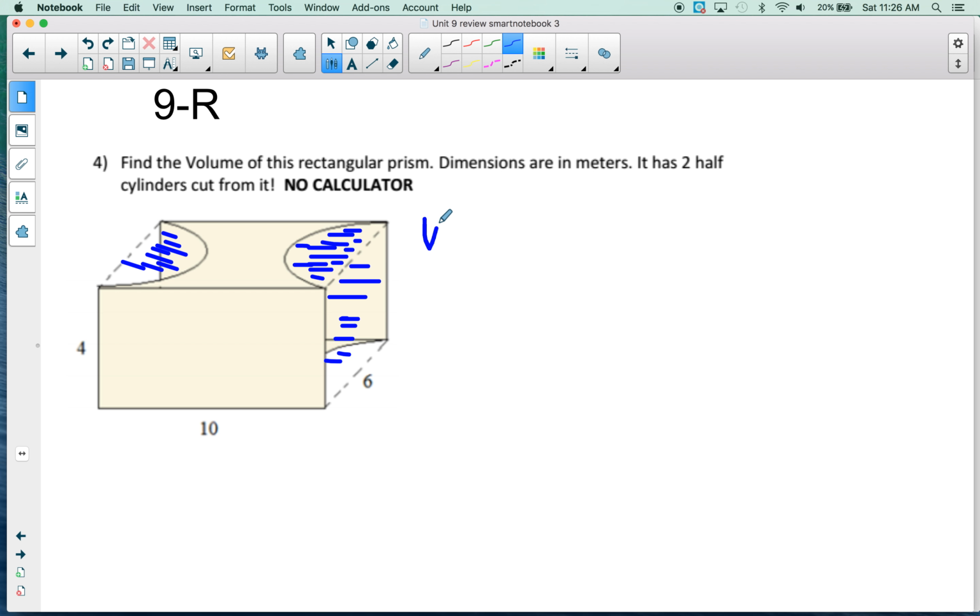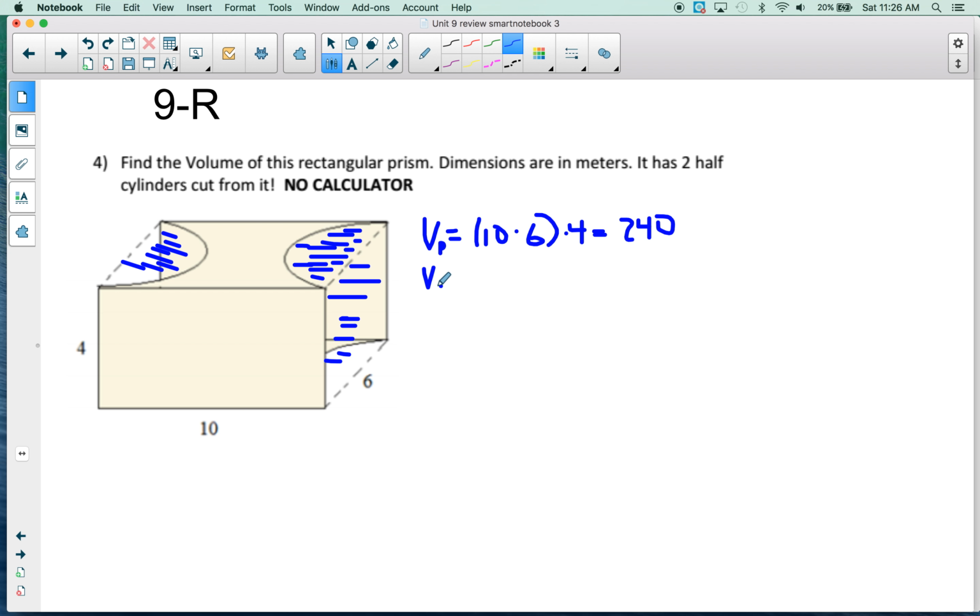So the volume of the prism, the rectangular prism, is just base area, which is 10 times 6, right? You could just write 60, but I'm just showing you where everything's coming from, times the height of 4. Okay? And that is 60 times 4, which is 240. And there's no units here, so it's units cubed. I'm going to leave it off, though, for speed's sake.